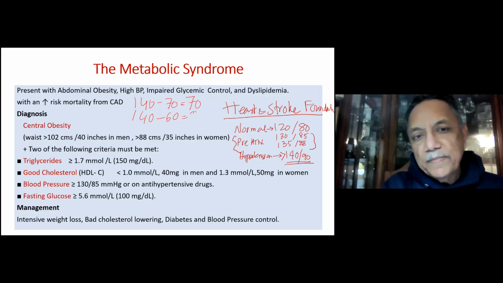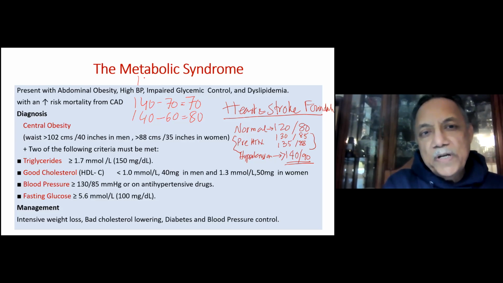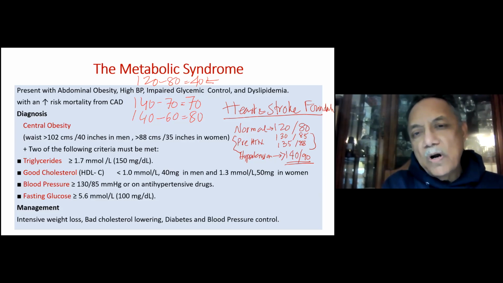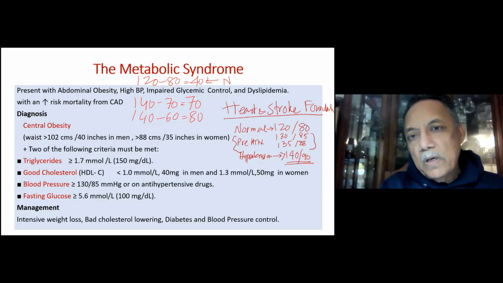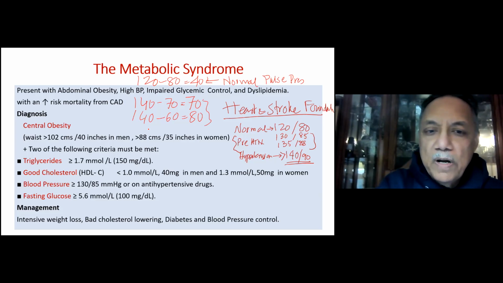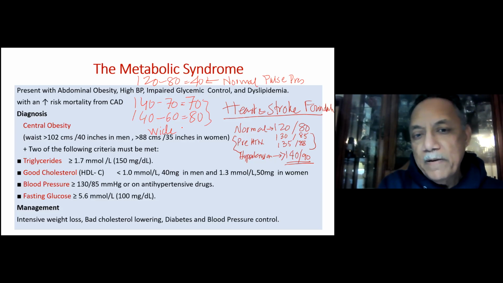80. And if the blood pressure is 120/80, then what is the answer? 40. So this is called normal. I have to tell you the medicine now. Normal pulse pressure, we call it normal pulse pressure. And these readings are called wide pulse pressure. Wide pulse pressure is an indication of some underlying heart disease.